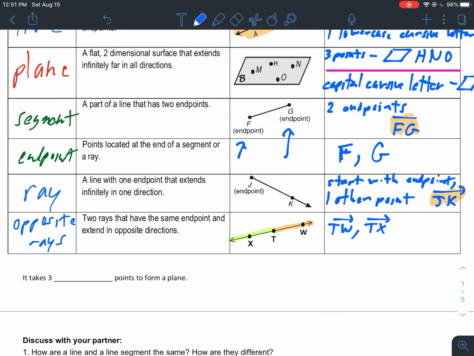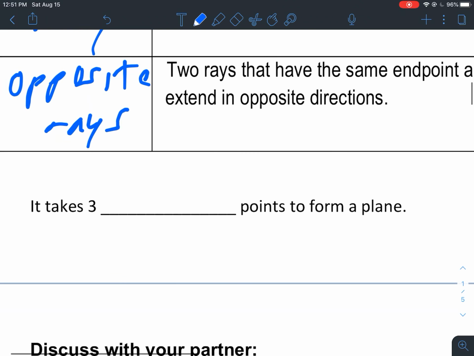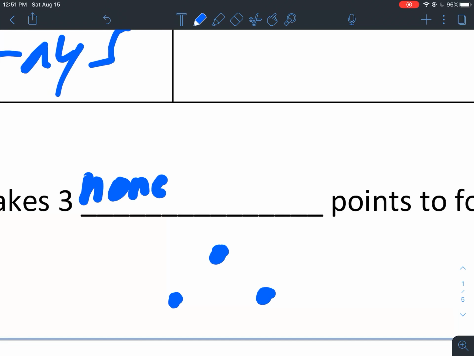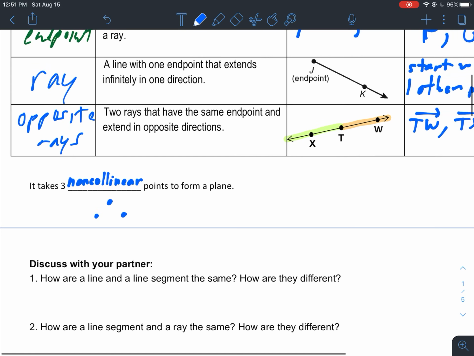All the way at the bottom down there, to form a plane, you need 3 points, but they can't just be specific points. For example, if I just do like that, those points would not form a plane because I can draw a line through them. They have to be 3 points that you cannot draw a line through, like that. We call those non-collinear, non-collinear points. Basically points that are not on the same line.